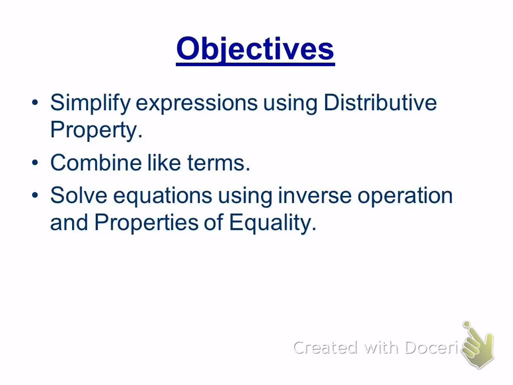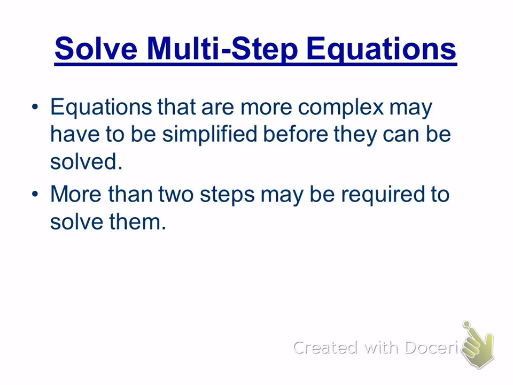The skills of using the distributive property, the skills of combining like terms, the skills of using inverse operations to get the variable by itself. Okay, so here's an example. Everyone write this down and give it a shot.